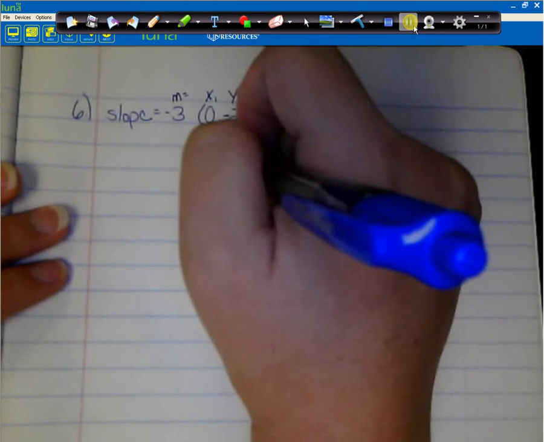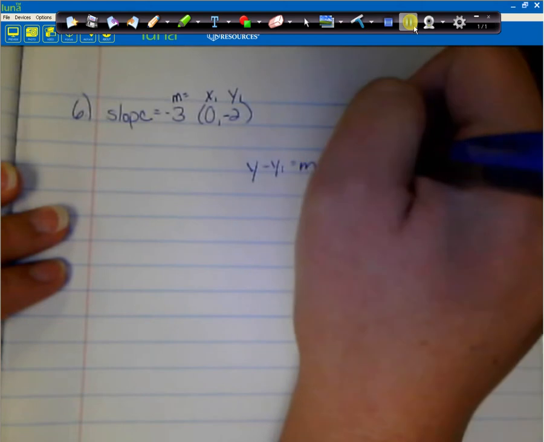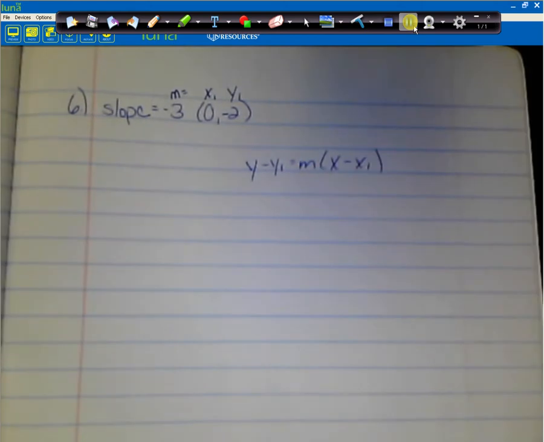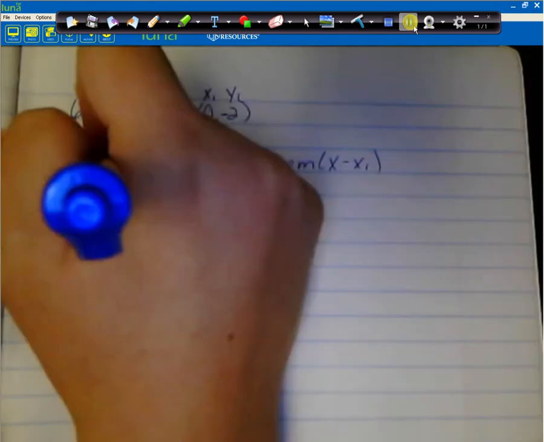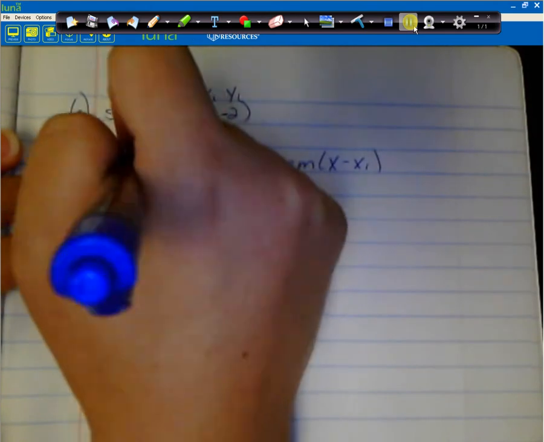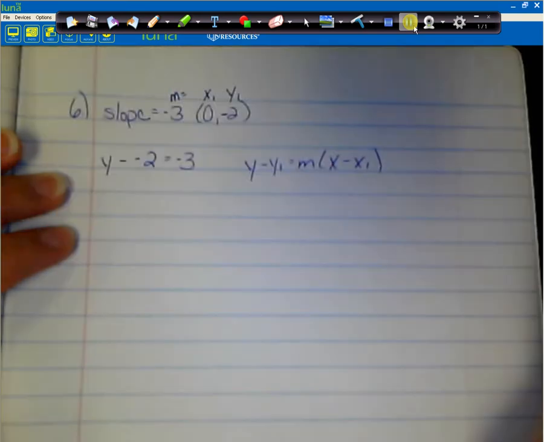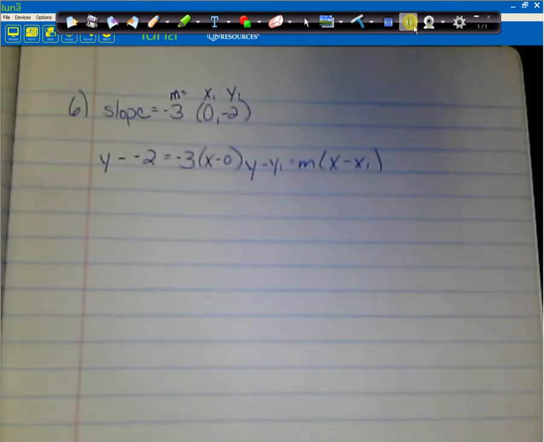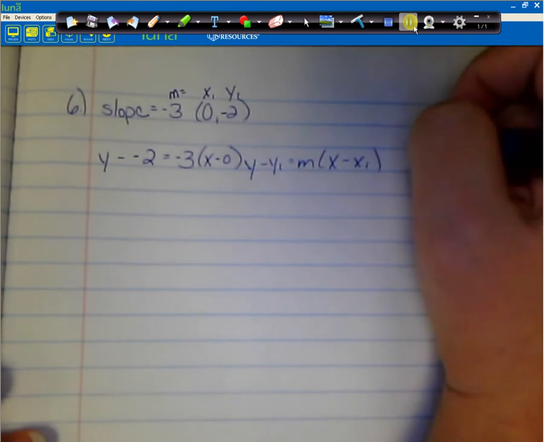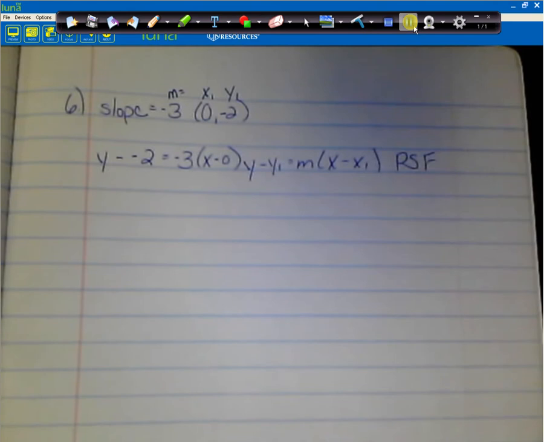So we're going to go ahead and start with point slope form, which says y minus y1 equals m parentheses x minus x1. And we're going to go ahead and plug in the information that we have here. We're going to plug in our m, our x1, and our y1. So we're going to say y minus -2 equals -3 for our m, parentheses, x minus 0. Okay, so that's our point slope form. So we're going to label that over here, and we're going to say that that's point slope form, so PSF for short, so that we don't have to keep writing that.